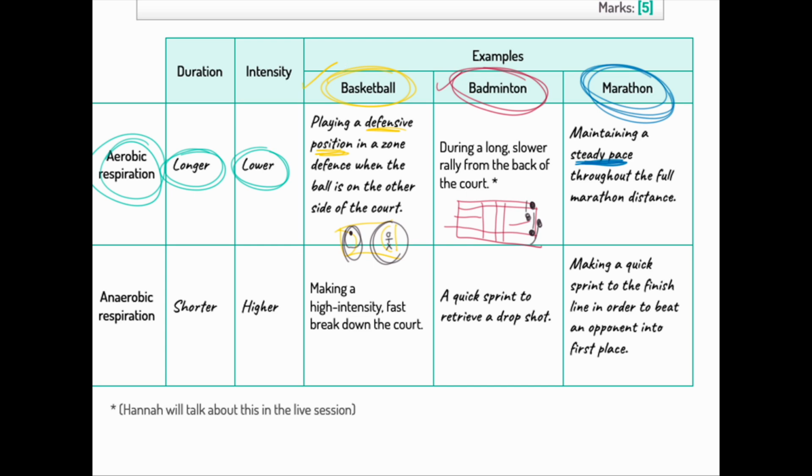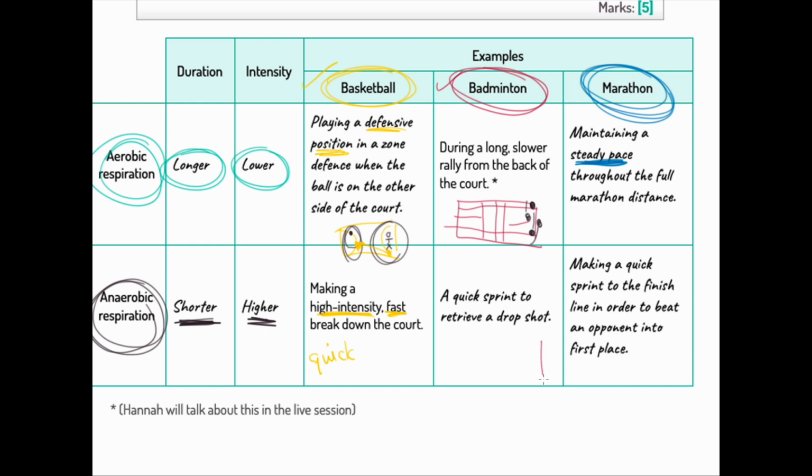Let's go on to our anaerobic respiration just here. It is shorter because again, think high intensity, you can't last very long, so it is short. And this is all about the high intensity, fast breaks. It might be something that's quick, good, all those adjectives, those synonyms, words that mean the same thing. So fast, quick break down the court. So you were just here, you're then sprinting down the court maybe to help out. That's your sudden high intensity. That is now using your anaerobic respiration.